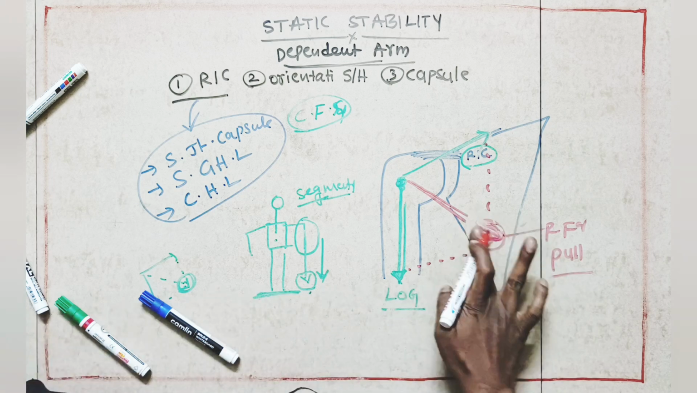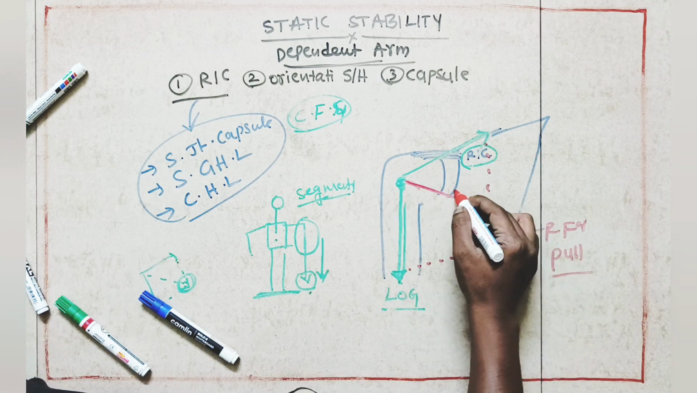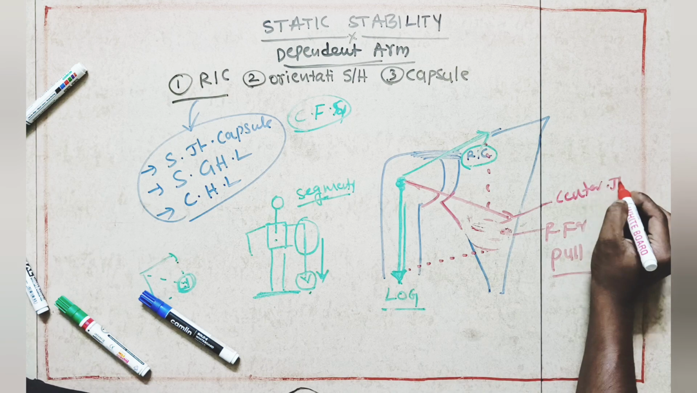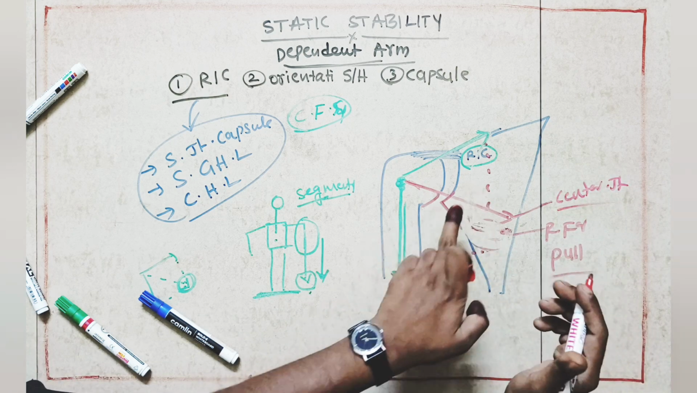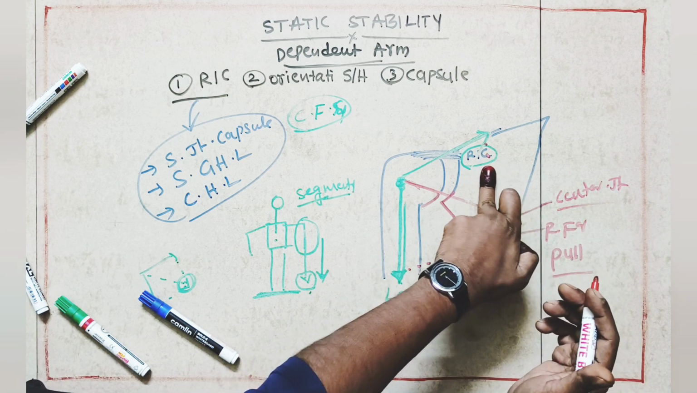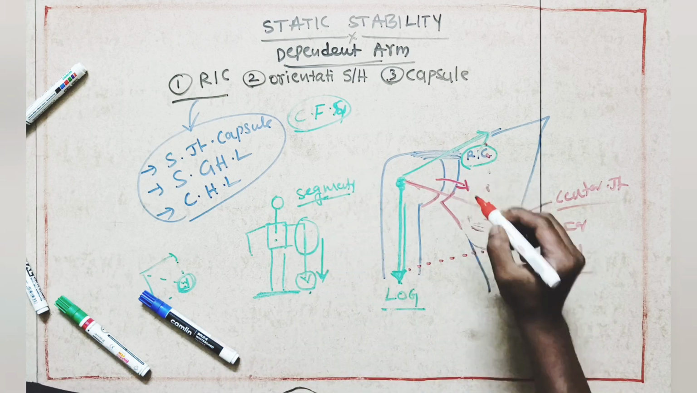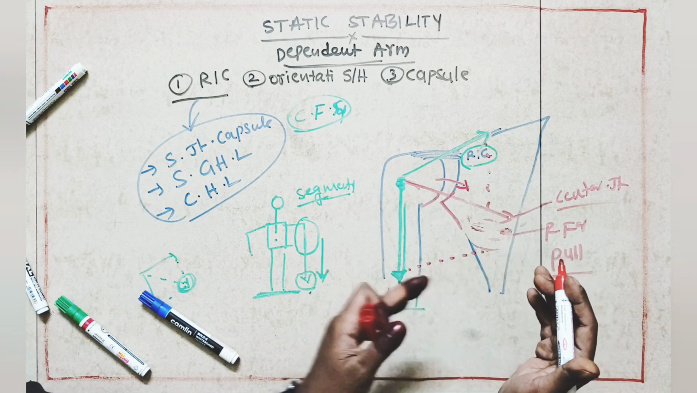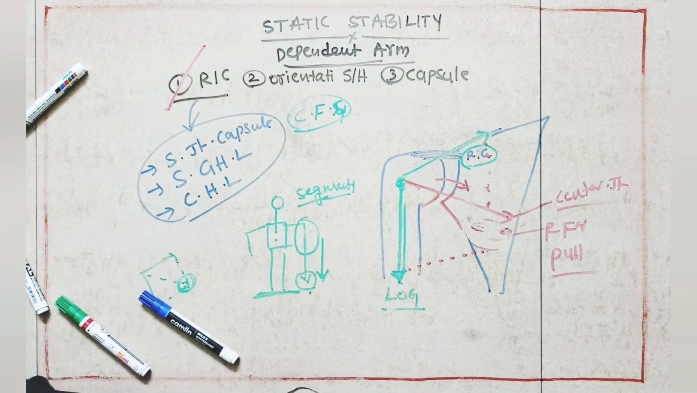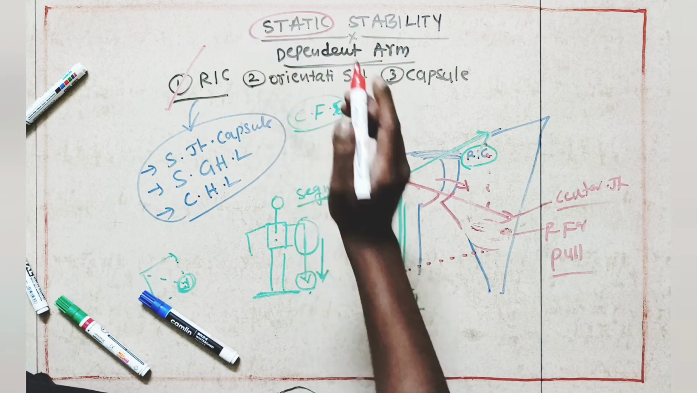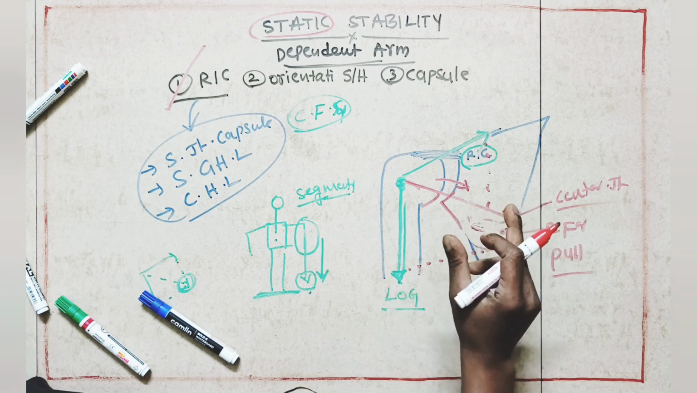The resultant pull will be like this. It is nearly at the center of the joint, the center of the shoulder joint. So because of the presence of the rotator interval capsule, it is pulling the humerus into the center of the glenoid cavity. By the presence of the rotator interval capsule in our shoulder joint, we are getting the static stability. Understand the point? We are getting the static stability.